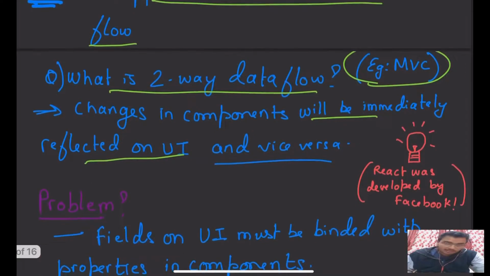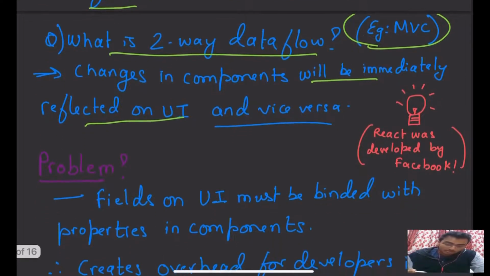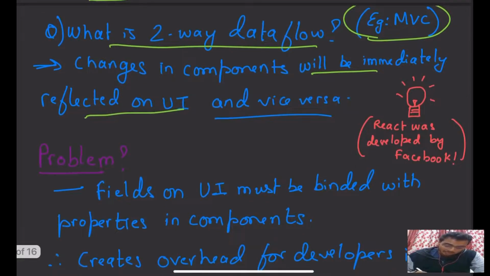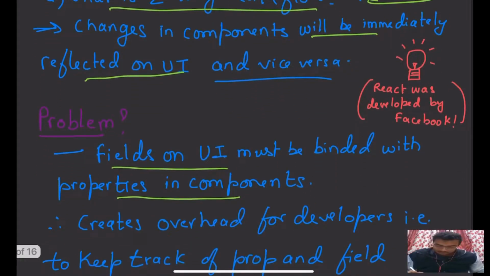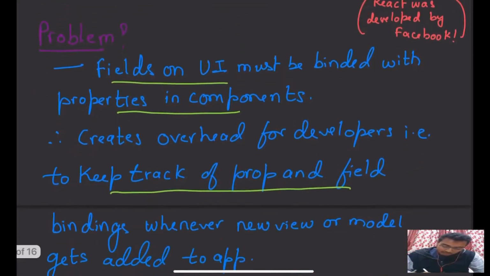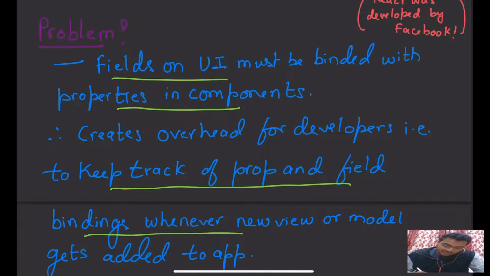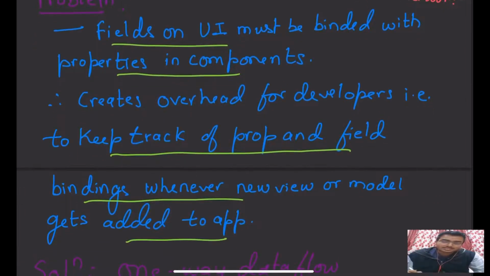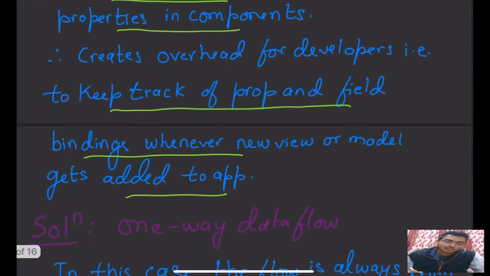Now, another fact you should know is that React was developed by Facebook, and previously they were making use of MVC. So what was the problem they faced? The problem was that fields on the UI must be bound with properties in components. This creates an overhead for the developers. They need to keep track of prop and field bindings whenever a new view or model gets added to the application. So this keeping track was an overhead for the developers.